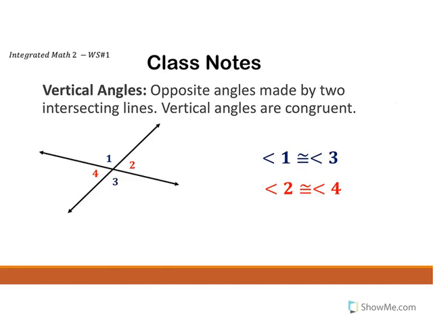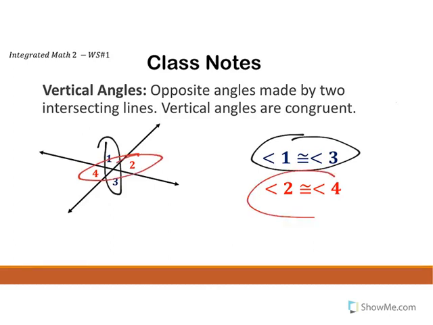The first definition is on vertical angles. Opposite angles made by two intersecting lines, vertical angles are congruent. So we say that angle 1 and angle 3 are vertical angles, so they are congruent. And angle 2 and angle 4 are vertical angles, so they are also congruent. Congruent means that they have the same measurement.